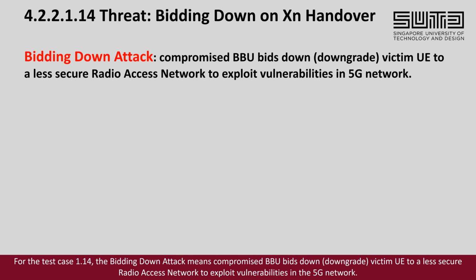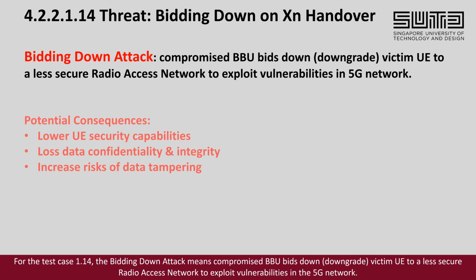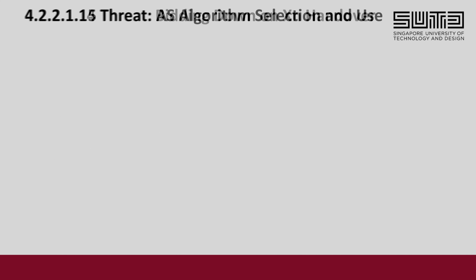For test case 1.14, the bidding down attack means a compromised BBU bids down, or downgrades, the victim UE to a less secure radio access network to exploit vulnerabilities in the 5G network.